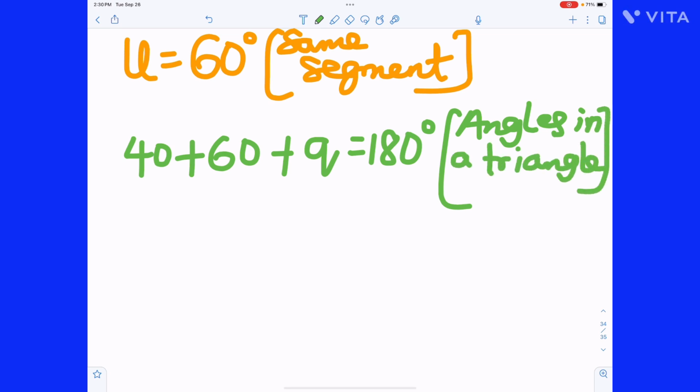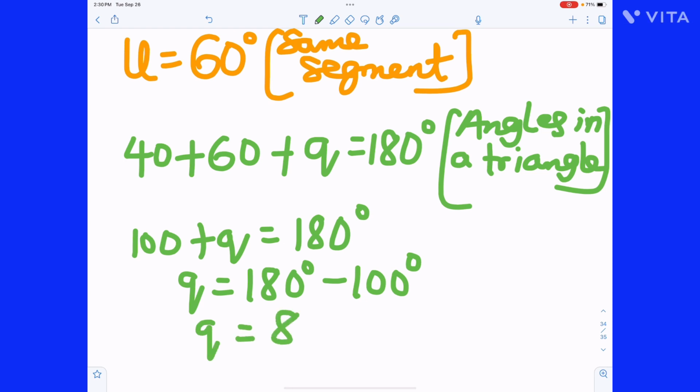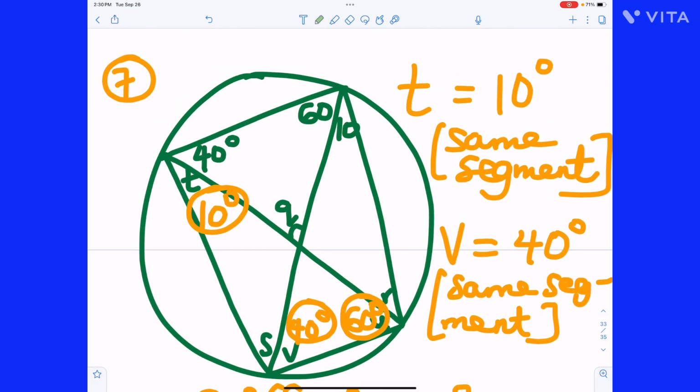There are angles in a triangle. So 100 plus Q is 180 degrees. Q is equal to 180 degrees minus 100. So Q is 80 degrees. Q is equal to 80 degrees. So I know this. I can put it there if I like. 80 degrees.